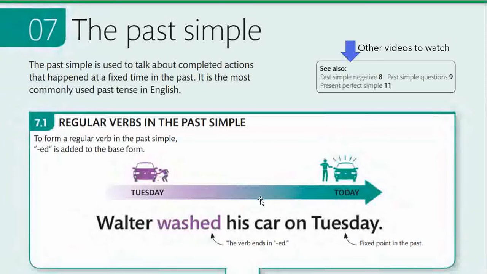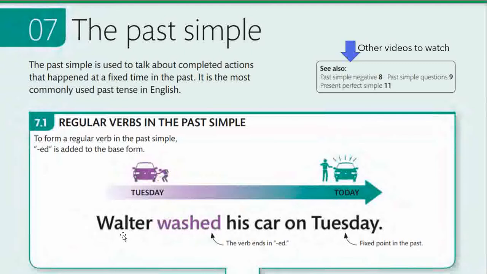Now if some action has happened in the past, and you just want to mention the action in the simplest form, you may use the regular verb, where ed can be added. For example, the verb wash can be used as past tense with ed added to it. So we have a sample sentence before us. Walter washed his car on Tuesday. Now this is a fixed point of time in the past. So that is how it is a simple past.